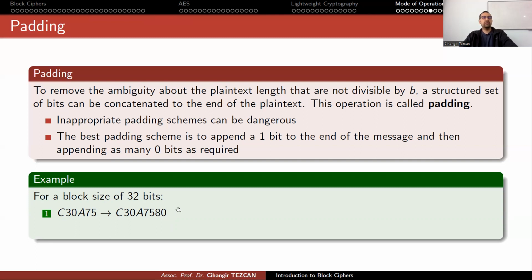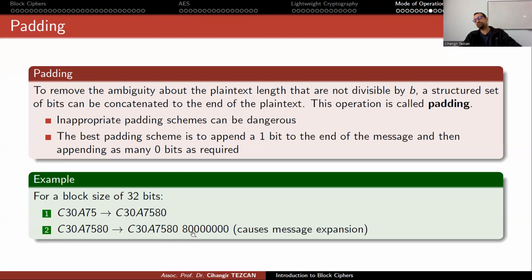But the question is, what if the message is already of block size and it ends like this? I cannot send this, because when I send it, again, the person will try to remove the padding, right? So in order to avoid ambiguity, in this case, we always apply the padding anyway. So we create a new block with ones and zeros. But this causes a message expansion, because you wanted to send one block, now you are sending 2 blocks.